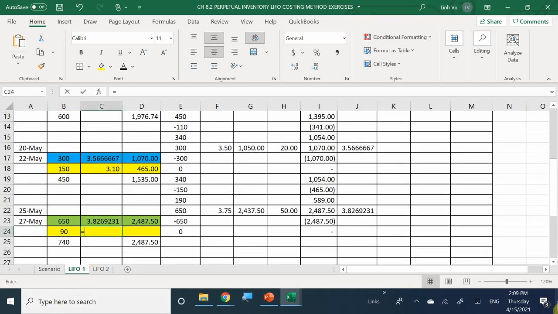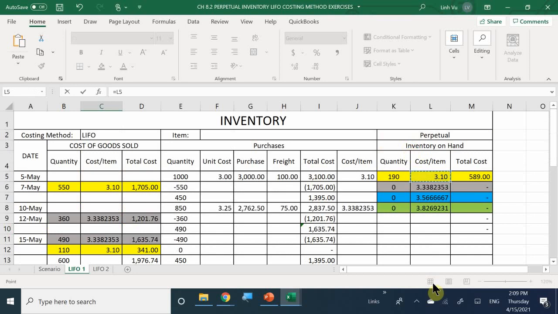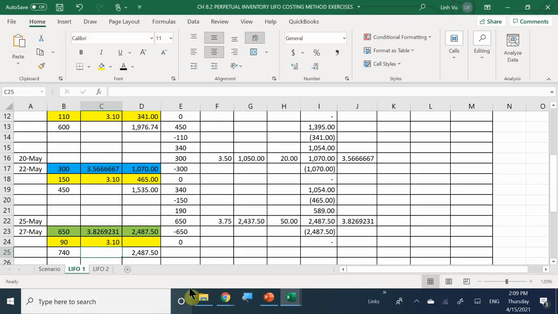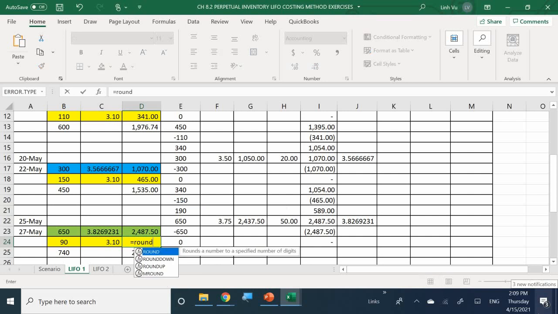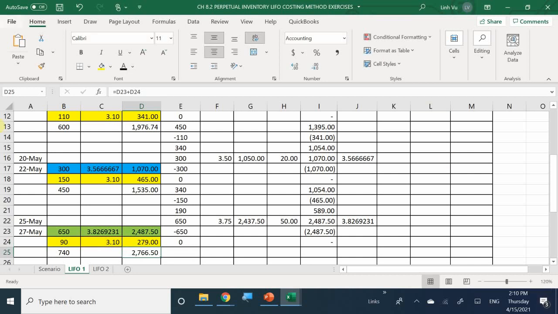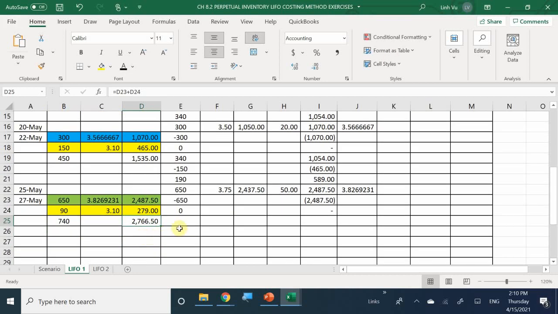And then last but not least, what we have left is our yellow batch. How much does it cost per item to sell for the yellow batch? $3.10. So, once again, how much is my total cost of goods sold? 279. There you go. Perfect. 279. Excellent.